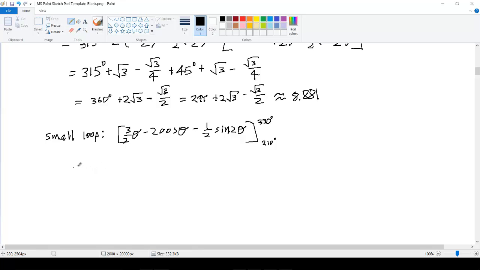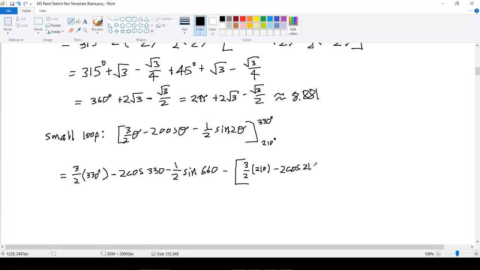Go and plug it in. 3/2 times 330, minus 2 cosine of 330, minus 1/2 sine of 2 times 330, which is just going to be 660. Minus 3/2 of 210, minus 2 cosine of 210, and then minus 1/2 sine of 2 times 210, which is 420.